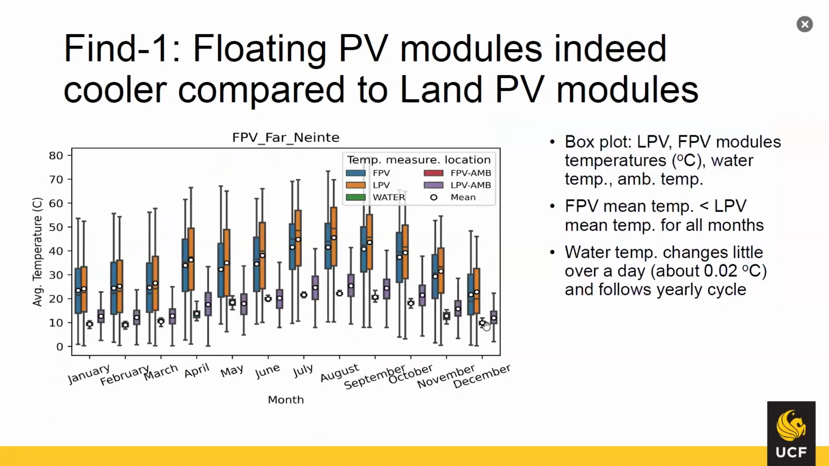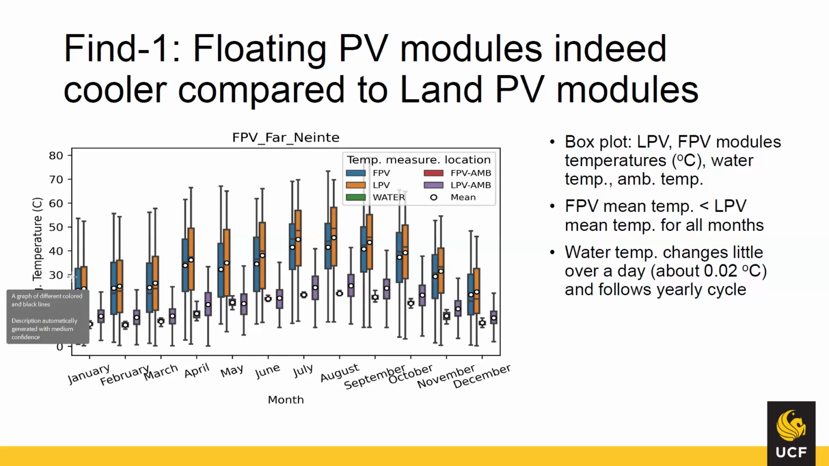Okay, next. Now we are looking at the same data we previously discussed, but with more parameters. On the x-axis again we have the months, and on the y-axis we have the average temperature. What temperatures are we looking at? The floating PV, the land PV, the water temperature, and the ambient temperature of the floating PV and the land PV, along with the mean values. This is a box plot.